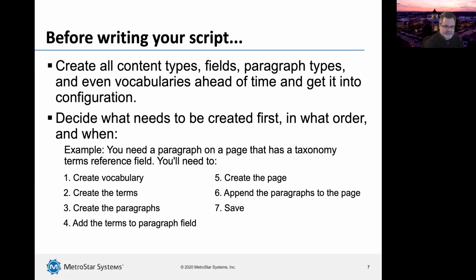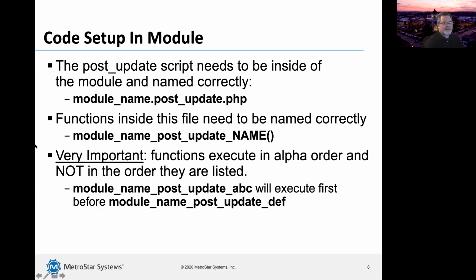So, there we go. Setting up the script in your module. In order for Drupal to be able to run it, you need to make sure your post update script is inside of the module, and it has to follow a specific naming convention. You can see the first one here, the file name. Module name is the name of your module, and then post_update.php, the rest of that you have to have there. Otherwise, when you go to run it, again, Drupal's not going to run it.